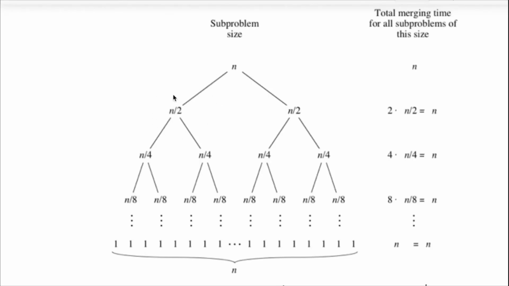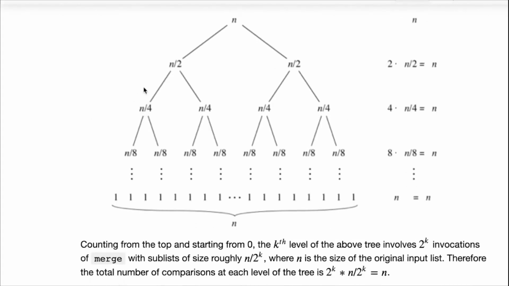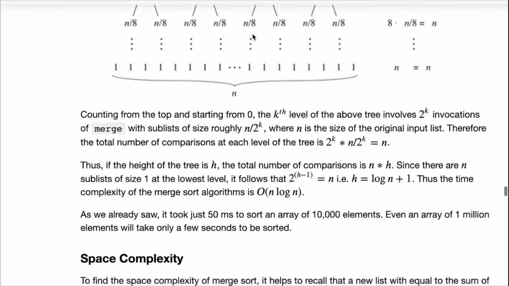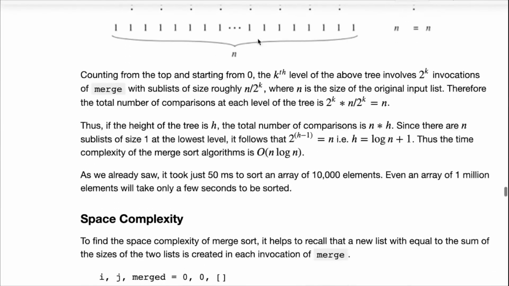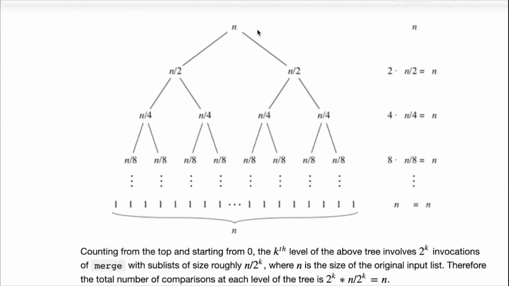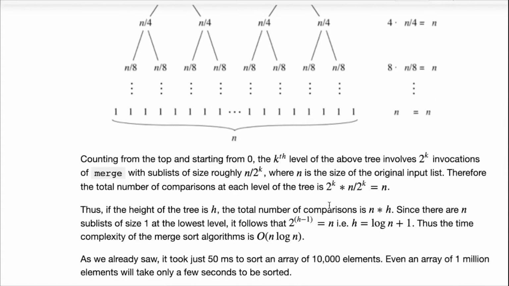At the second level, you're calling merge once with n by 2 elements, and once more with n by 2 elements. So the total number of comparisons is 2 times n by 2, that's n. And here you're calling merge with n by 4 elements 4 times, so that's n. So if the height of the tree is h, then the total number of comparisons is n times h. On each level, you require n comparisons for the merge, and you call merges at every level for each of these subproblems.